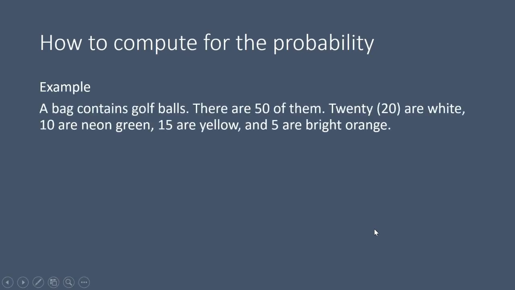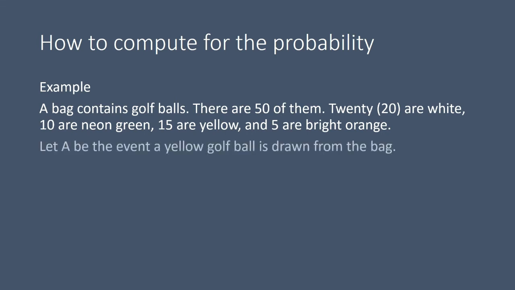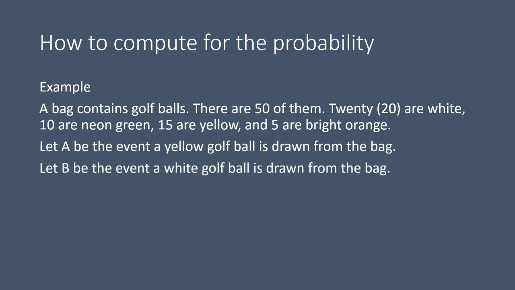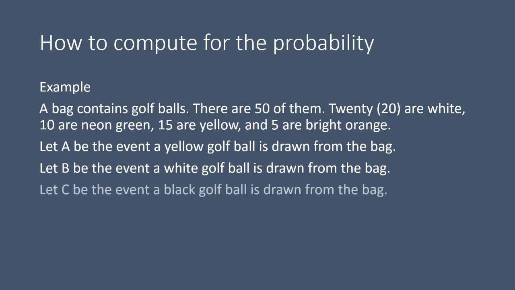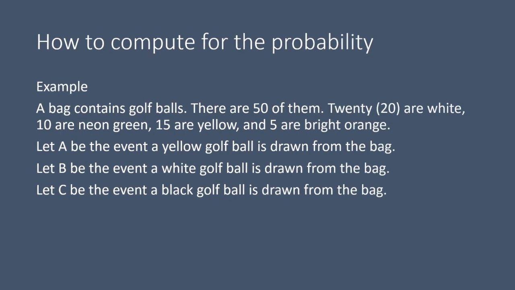A bag contains golf balls. There are 50 of them in the bag. 20 are white, 10 are neon green, 15 are yellow, and 5 are bright orange. Let A be the event that a yellow golf ball is drawn from the bag. Let B be the event a white golf ball is drawn from the bag. And let C be the event a black golf ball is drawn from the bag.